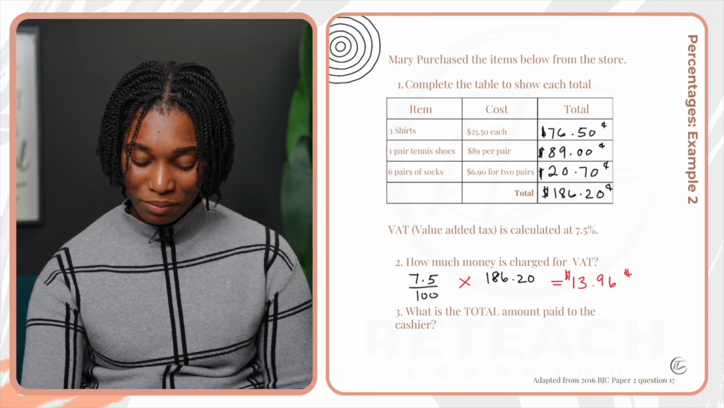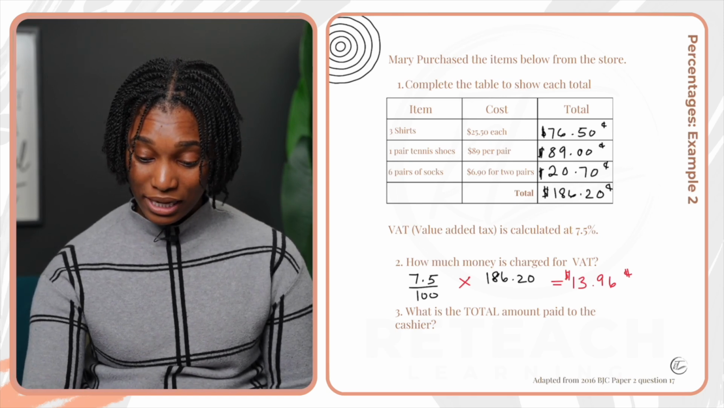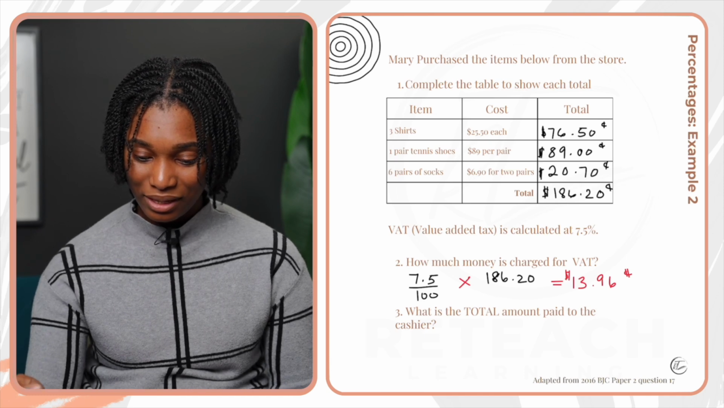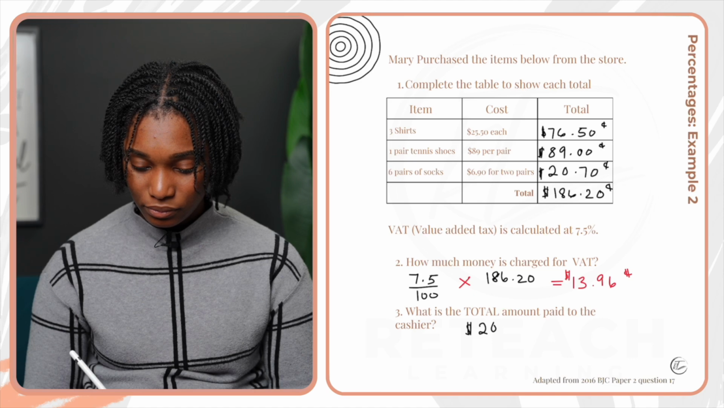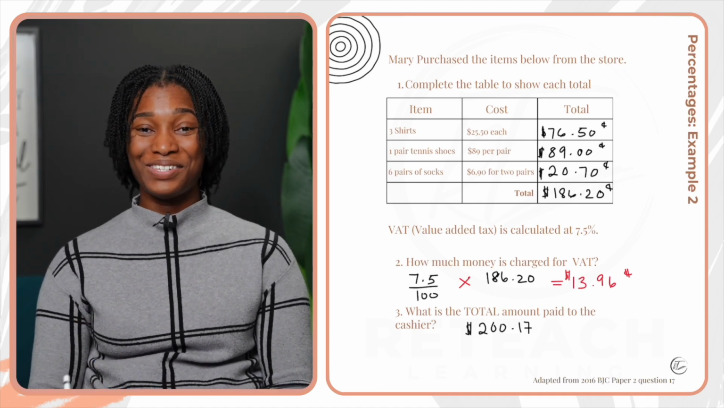So what is the total amount paid to the cashier? Well, it's going to be the tax that we just calculated plus the 186.20. Okay, so you're going to spend $200.17 in total.